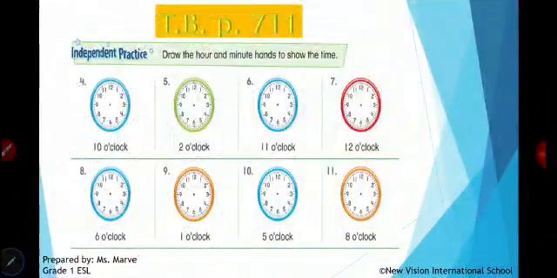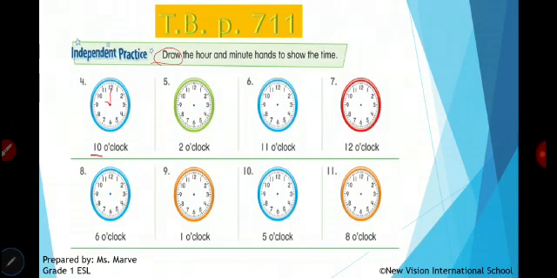Now we are on page 711. You are going to draw the hour and minute hands to show the time. Here, for example, it is 10 o'clock. Make sure that you are going to show shorthand and longhand. 10 o'clock. So you're going to first draw the shorthand, which is pointing to 10, and the longhand, which is pointing to 12. This is 10 o'clock.